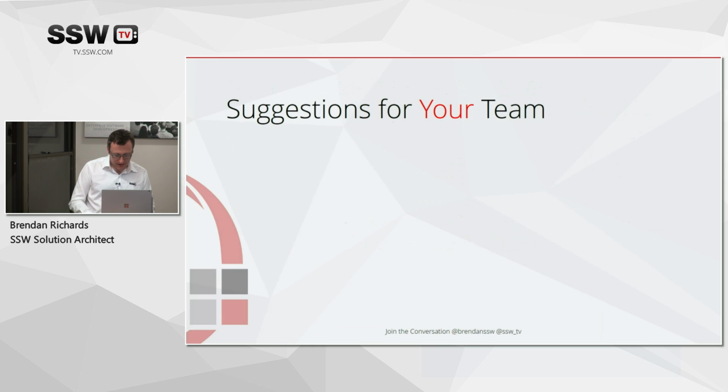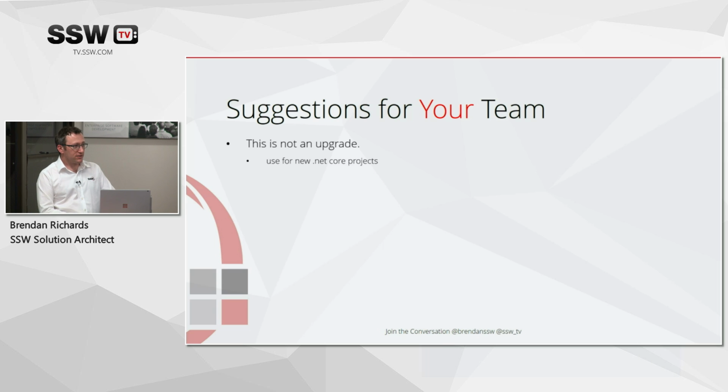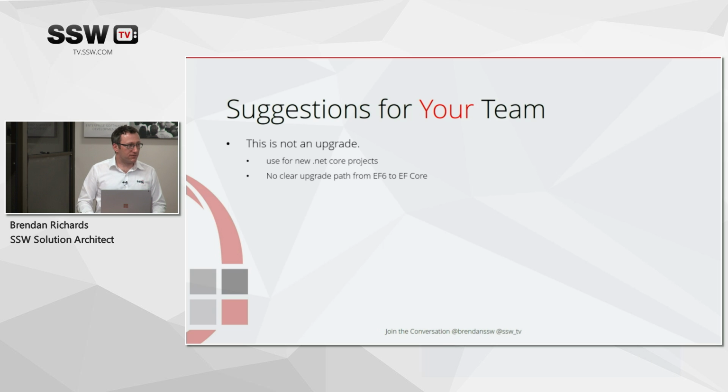Okay, so finally to wrap up, I've got some suggestions for your team and suggestions for the Entity Framework team. First of all, I'm going to say that Entity Framework 7 or Core is not an upgrade to Entity Framework 6. At least not yet. I would use it for a new .NET Core project or for a new web project using the new MVC stuff, but I would not consider right now trying to get from Entity Framework 6 to Entity Framework 7, because there's no clear upgrade path from EF6 to EF Core. So I keep saying 7 and I should be saying Core.